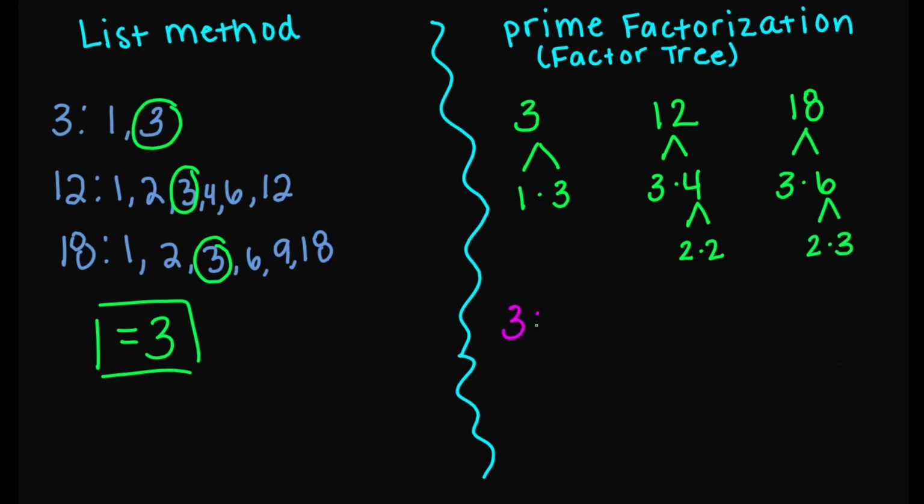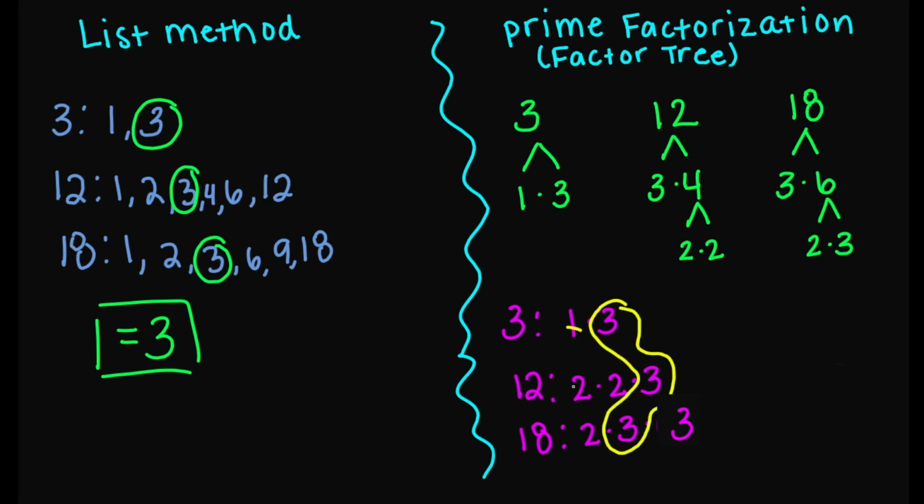So we have 3, 12, and 18. 3 is 1 times 3. 12 is 2 times 2 times 3. And then 18 is 2 times 3 times 3. The common factor that all 3 numbers share is going to be the 3, which is right here. And all of the other numbers are out of the game. So this is just going to equal 3.